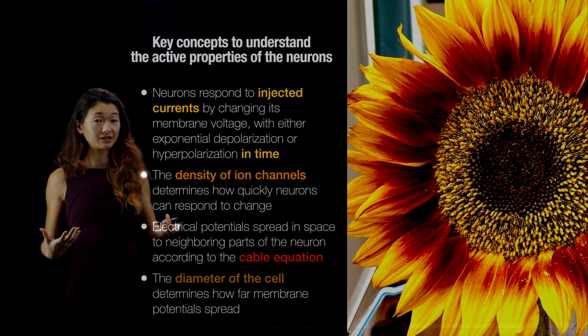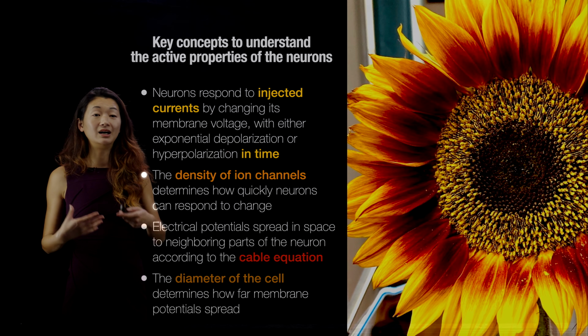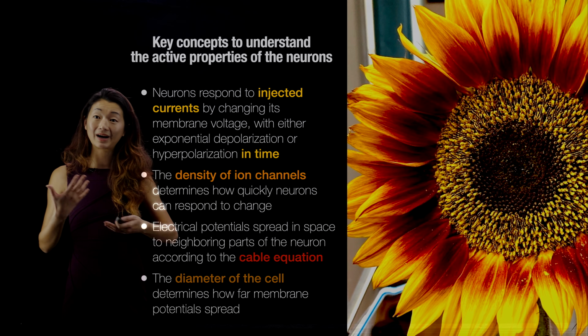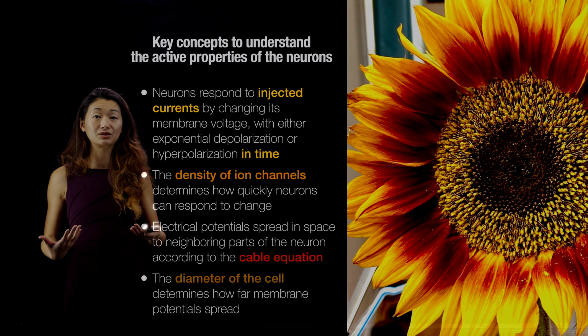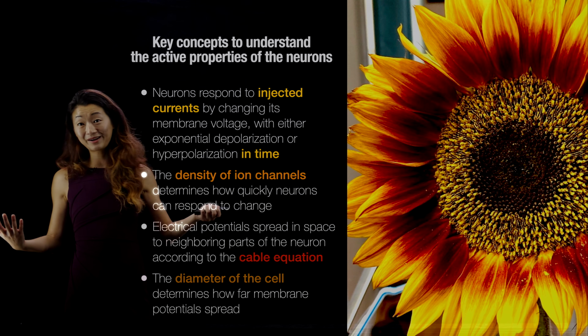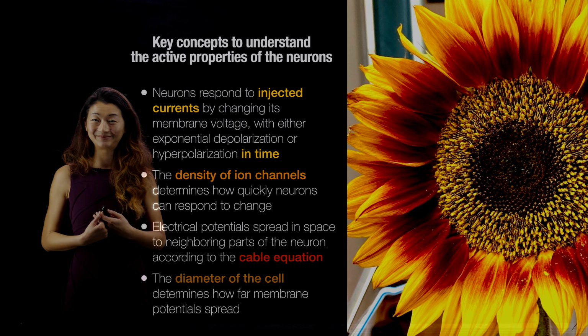In the next section of the video, we're going to layer on a little more activity, a little more excitability into the properties of the neuron, and finally get to the point where we have the thing that you're all here for, which is the action potential. That's next.